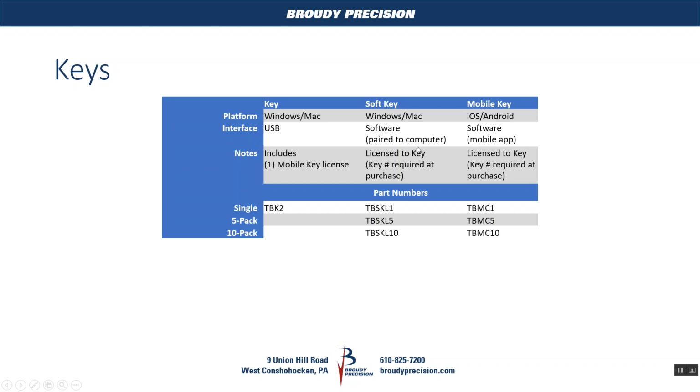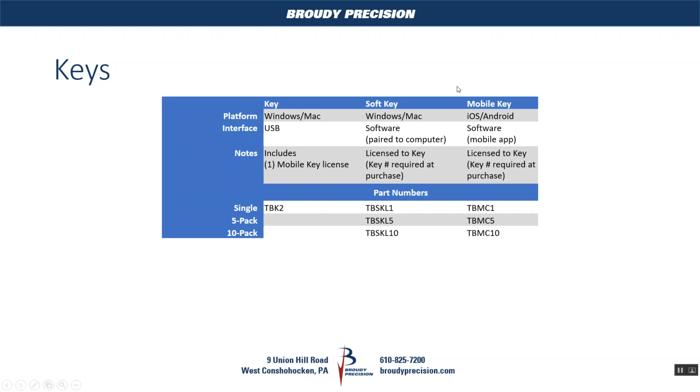The soft key is a little bit different because it's a piece of software that gets installed on the computer and the key gets matched to that specific computer. It can be revoked later from your master key because that's where it gets licensed to. But it's a little bit more difficult to hop between computers if you needed that ability, and you'll note too that it also does not include a mobile key license.